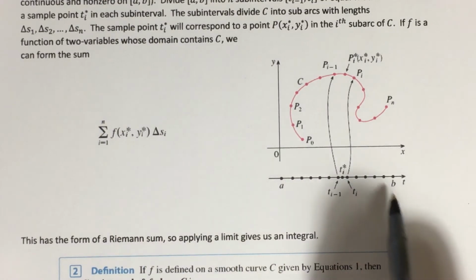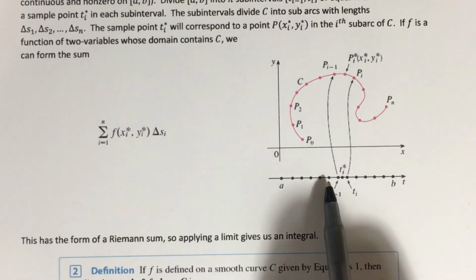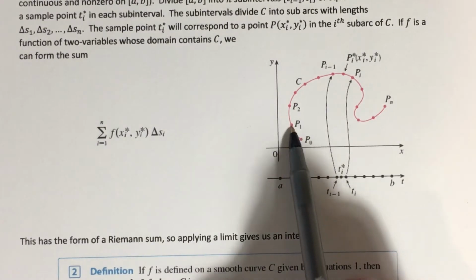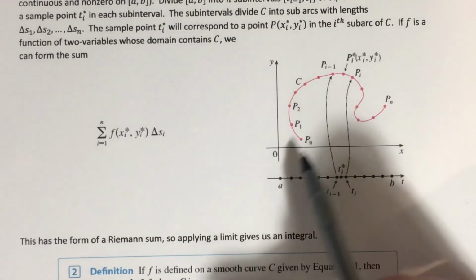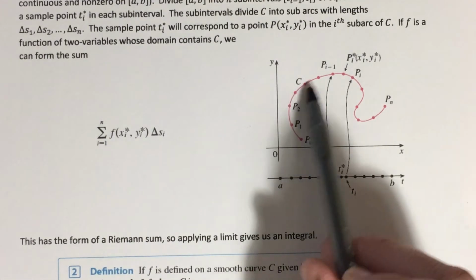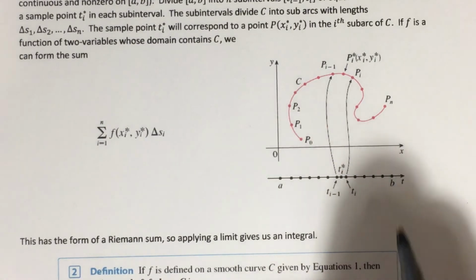We're cutting that up into n subintervals of equal width. Now each of these subintervals will determine a subarc on this curve. Because remember, these t's are what give us the points along this curve. So little subintervals here correspond to little subarcs up here.